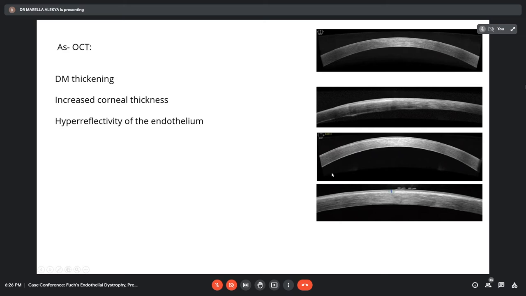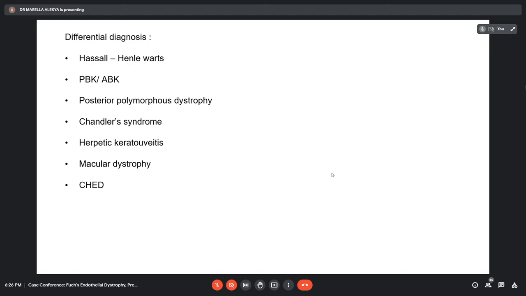Differential diagnosis will be Hassall-Henle warts, which are seen in the peripheral cornea and occur due to the normal aging process, pseudophakic and aphakic bullous keratopathy, posterior polymorphous dystrophy, Chandler's syndrome, herpetic keratouveitis, macular dystrophy, and rarely, if it is the early onset type of Fuchs dystrophy, you can say congenital hereditary endothelial dystrophy.